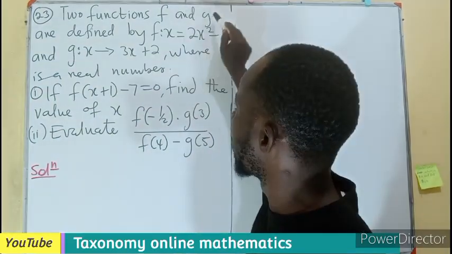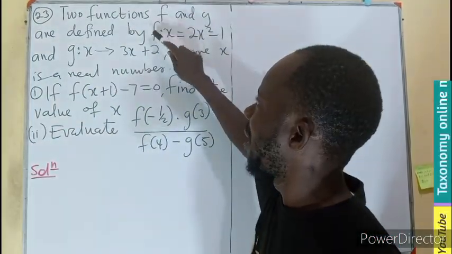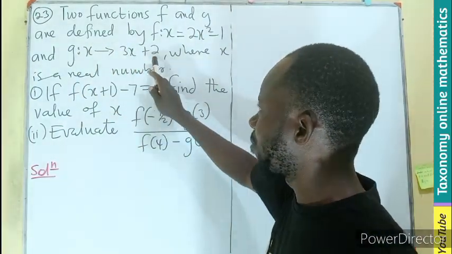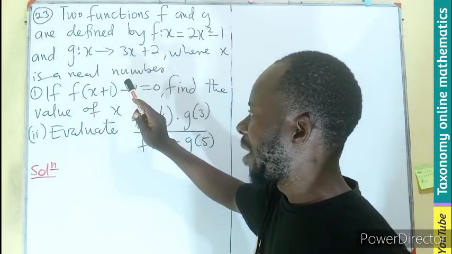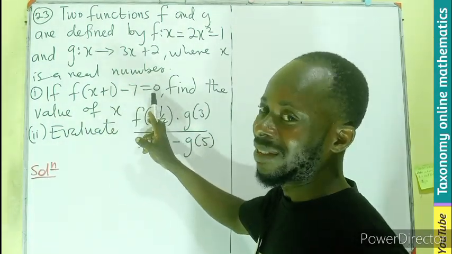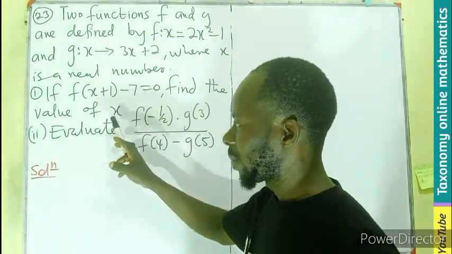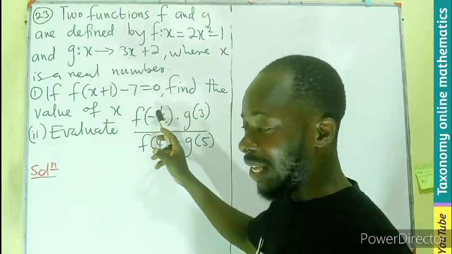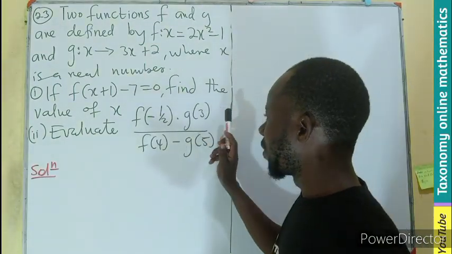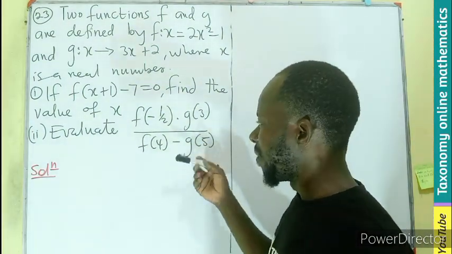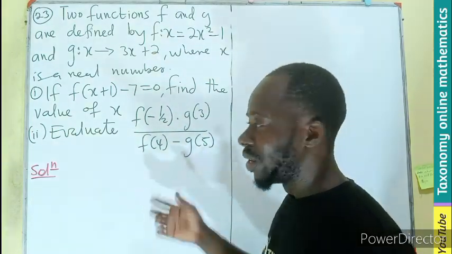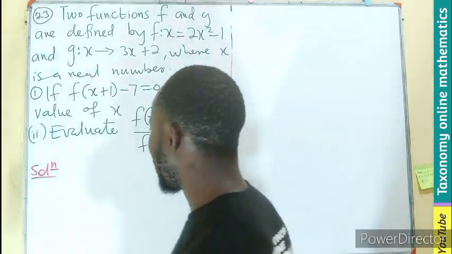Two functions, f and g, are defined by f of x is 2x squared minus 1, g of x is 3x plus 2, where x is a real number. So if f of x plus 1 minus 7 is 0, we have to find the values of x. Number 2, we have to evaluate the image of minus half under f times the image of 3 under g, divided by the image of 4 under f minus the image of 5 under g. So let's take it one by one, beginning with the first one.